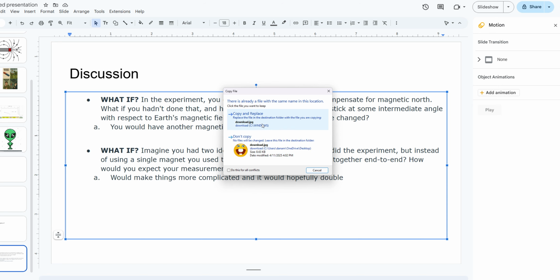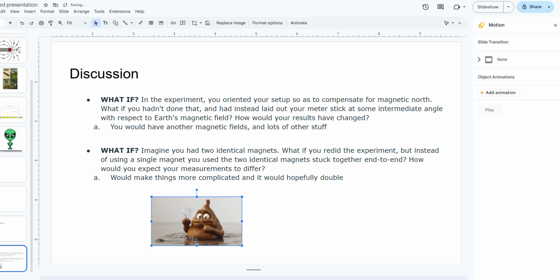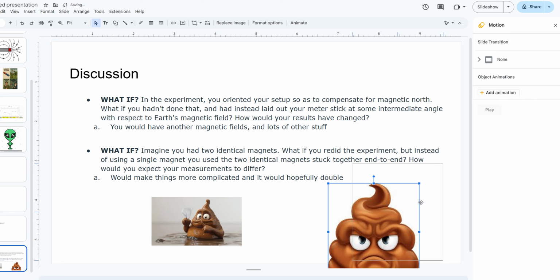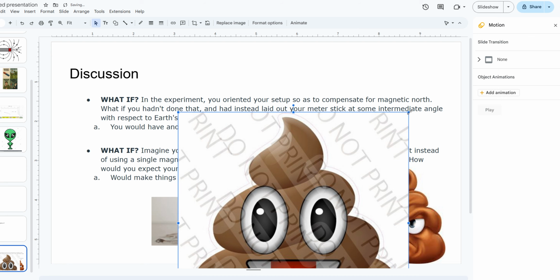This is a really interesting question, because you would end up getting a lot more different magnetic fields in directions that are less predictable, which is no good. That's not what we want. So it's honestly pretty good that we took into account which way is north.